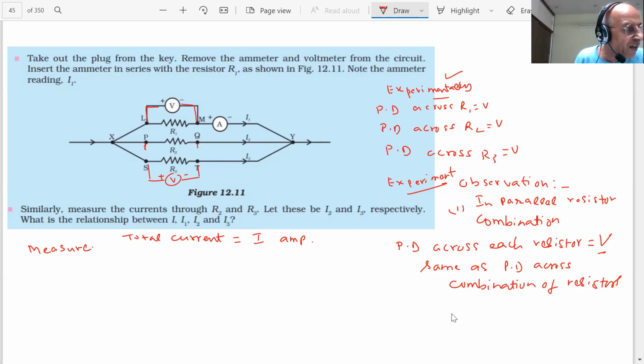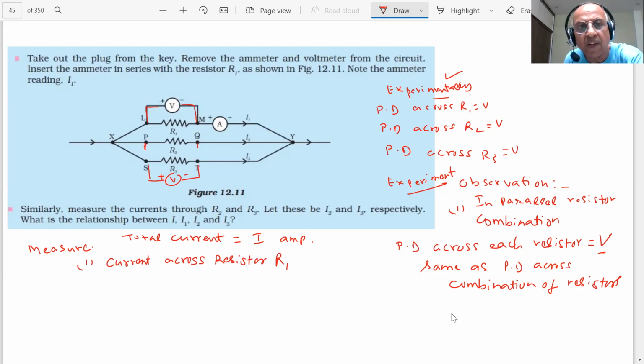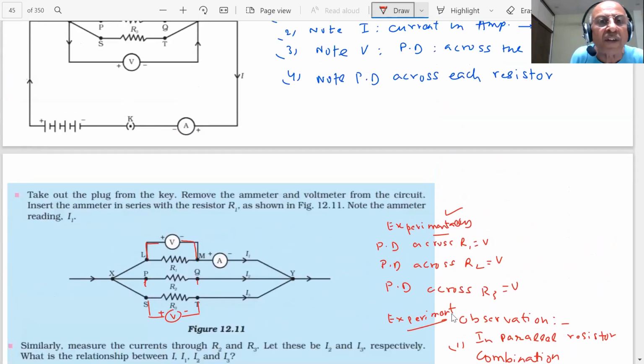We will now study the current across resistor R1. How will you study? Can you see the ammeter now? I have removed the ammeter from here. Where was the ammeter in this case? Here. This ammeter is removed from here, and I close it and then I put the ammeter here. Now the ammeter is here, but it will measure the current of R1.